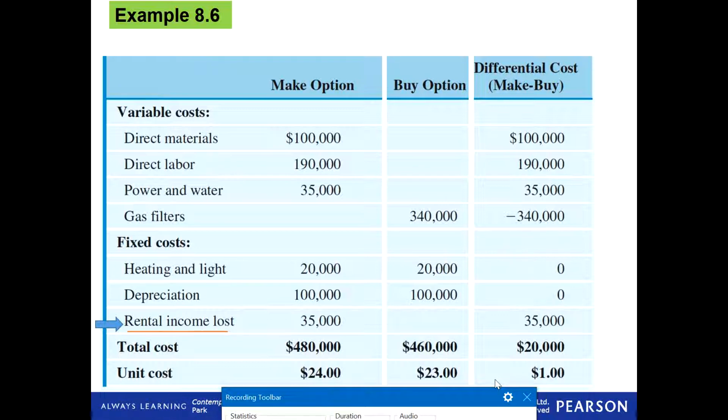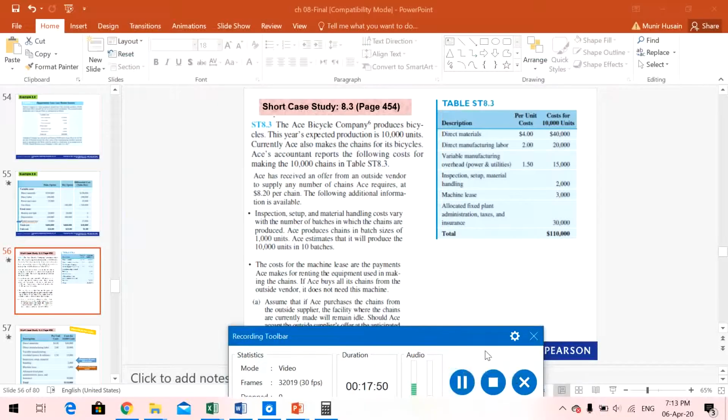Okay. Now this is the reason that we need to consider opportunity cost. If we did not consider this one, our answer could have been different. Our decision could have been different if we did not consider this opportunity cost. Okay, now we will move to exercise 8.3. This is a short case study on page number 454.